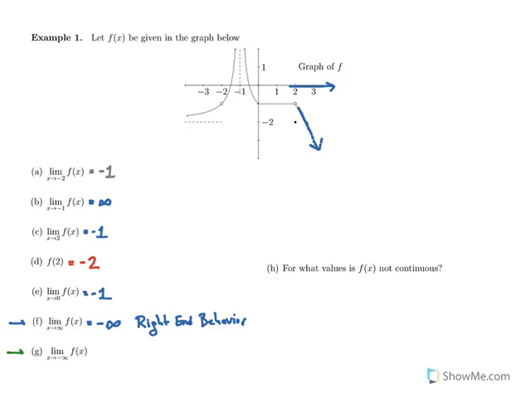The left end behavior of the function is looking at what happens when we go to the left. We look at the corresponding function values. And we can see that these function values are approaching the horizontal asymptote at y equals -2. So these function values are approaching -2. And this is the left end behavior.